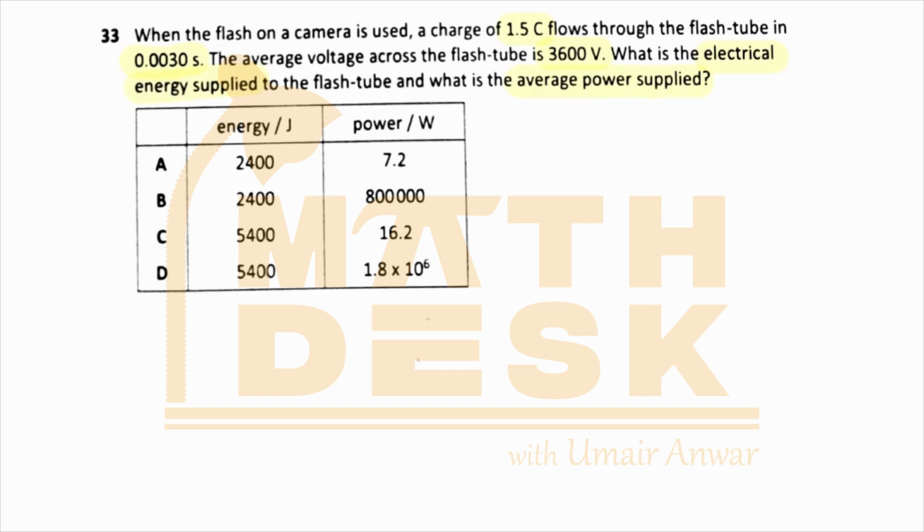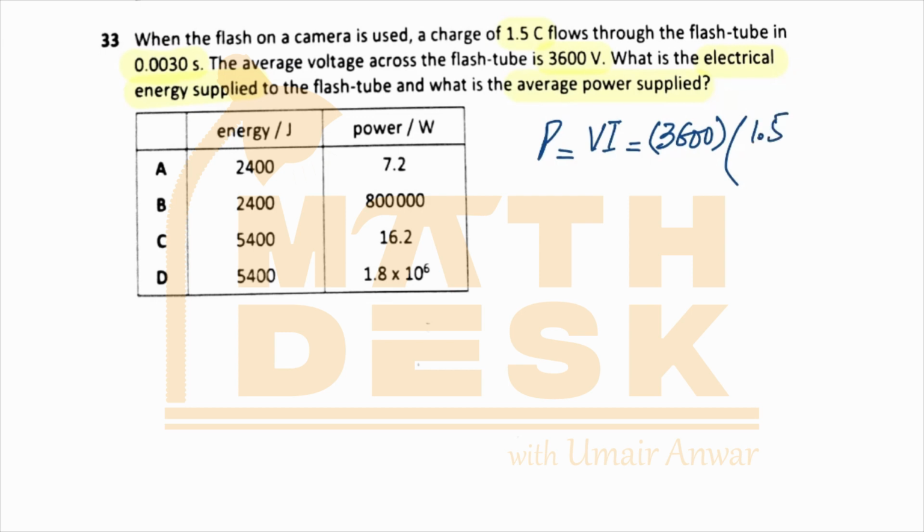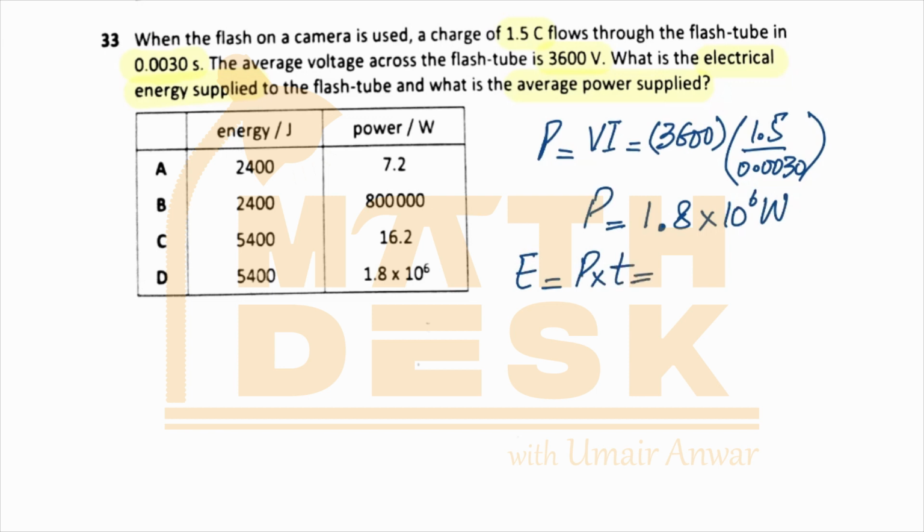So for power, we have the relation voltage into current. Voltage is 3600 and current would be charge divided by the time. So the answer is 1.8 into 10 raised to 6 watts. And if we try to find the energy, then the power should be multiplied with time. So 1.8 into 10 raised to 6 multiplied by the time would give us the value of 5400 joules.